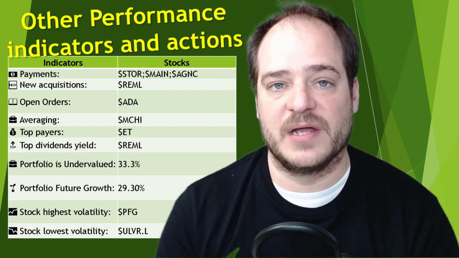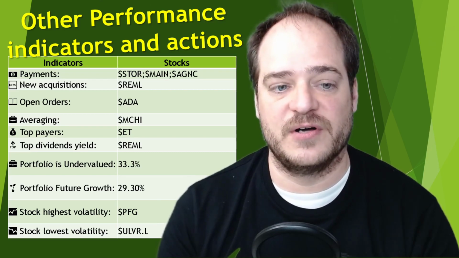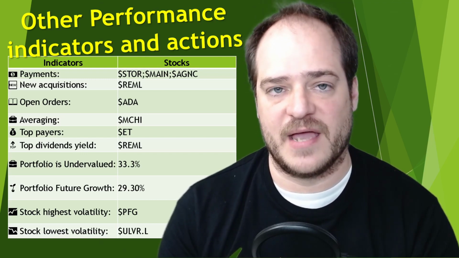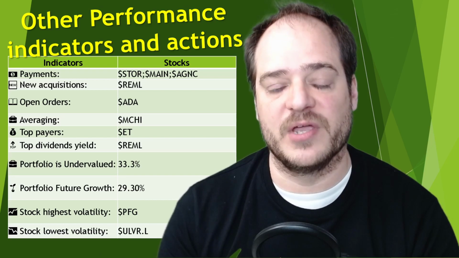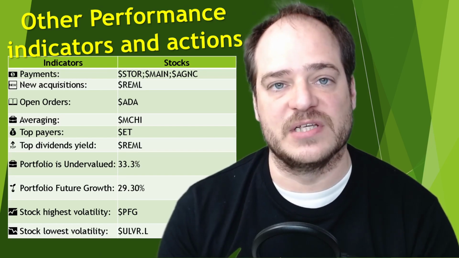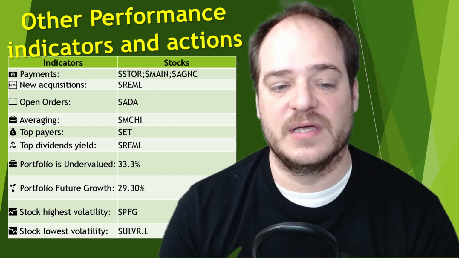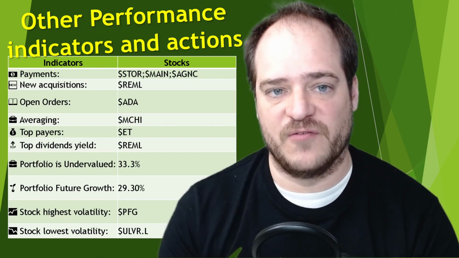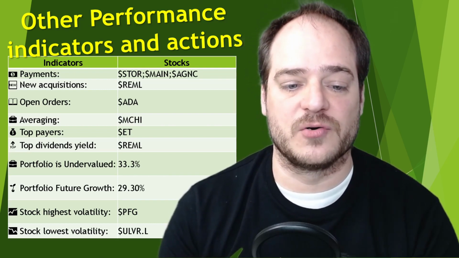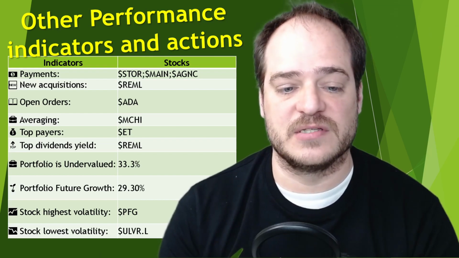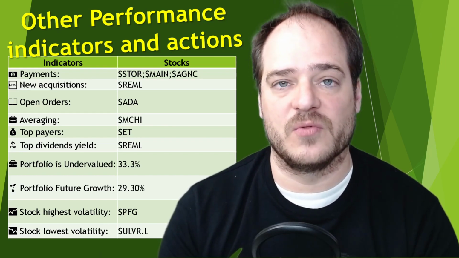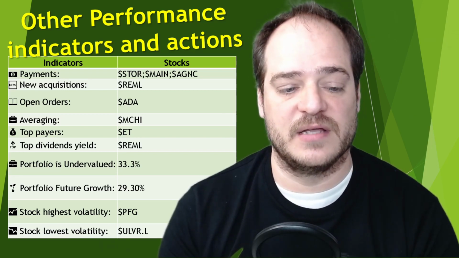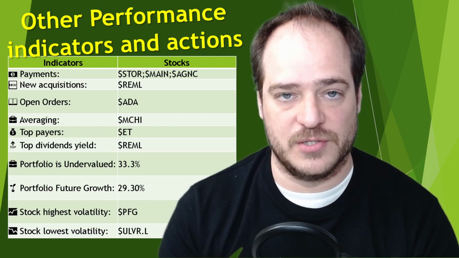In terms of the top payers, we still have ET, Energy Transfer, and in terms of the top dividend yield in my portfolio, we still have AMZA with around 12%, but now we have REML with 14. And in terms of the portfolio, it's still undervalued by 33.3%, so we had a slight decrease from last week. In terms of portfolio future growth, we also had a slight decrease from the 30% we had last week. We now have 29.3%. The stock with the highest volatility is still PFG, and the stock with the lowest volatility is still Unilever.